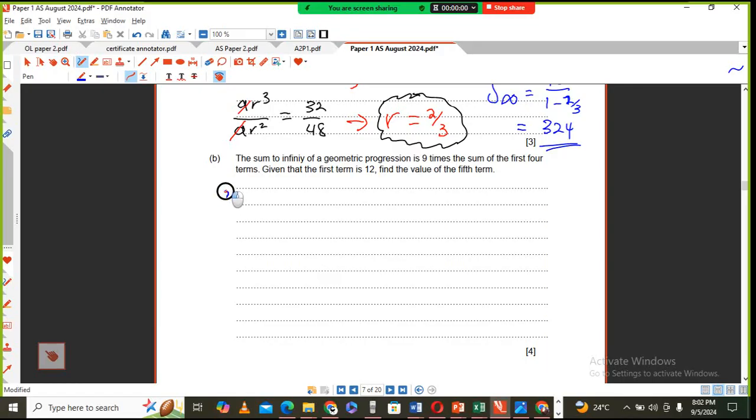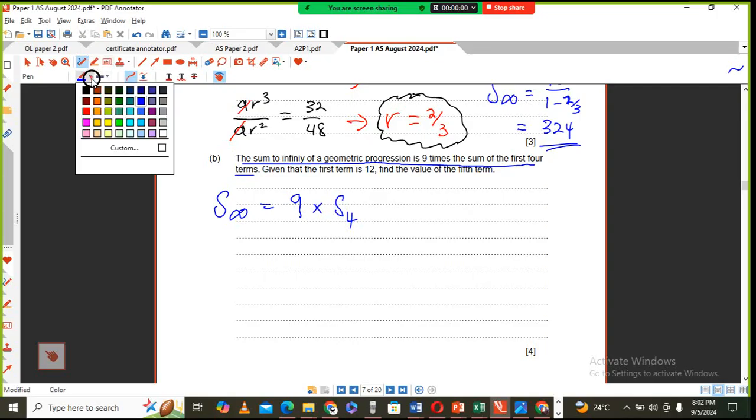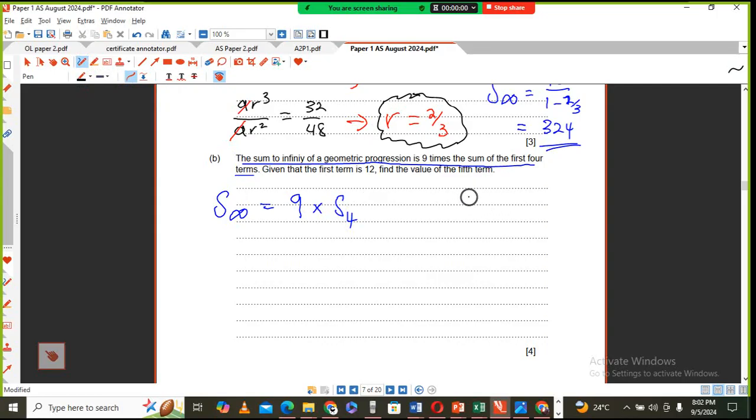It's not easy. The sum to infinity is equal to 9 times the sum of the first 4 terms. I just wrote that sentence, right? How do you find the sum of the first 4 terms? First of all, this is a GP. The first term is A, right? I'm just saying the sum of the first 4 terms. That's what I want to write. So S is A plus AR. First, second. What is the third one?